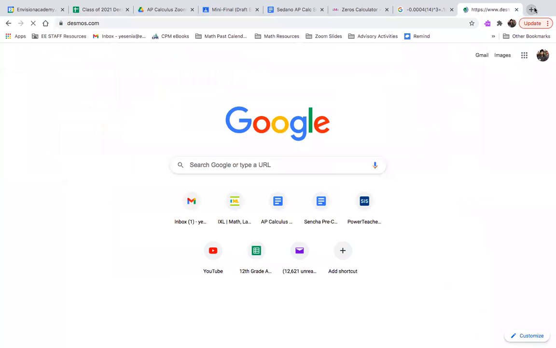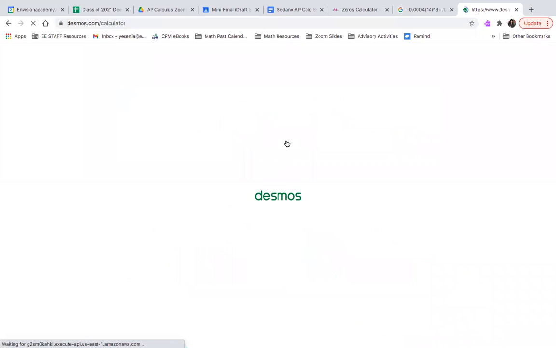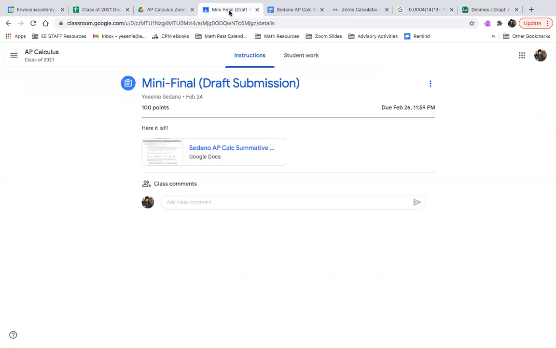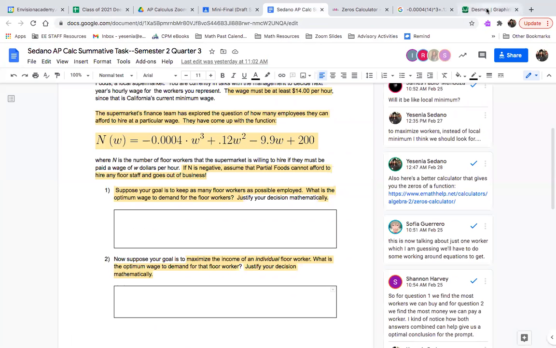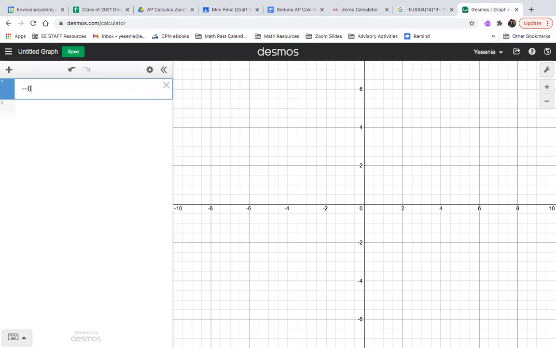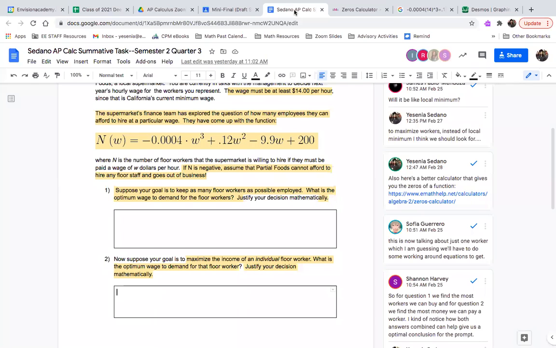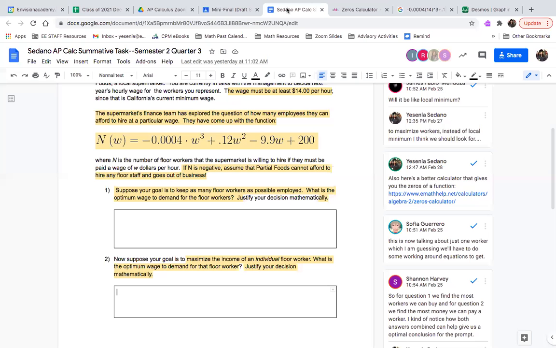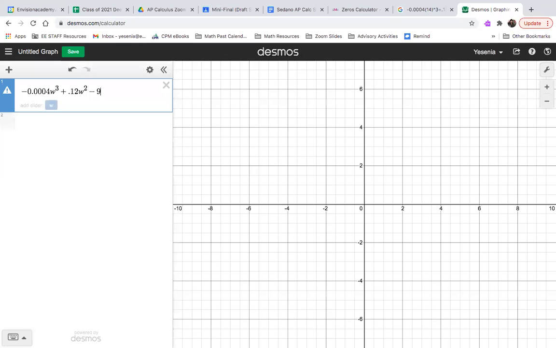I know some of you went to Desmos, by the way. I was trying to see if anyone would say it. So some of you did go straight to Desmos to put this in. Let me go ahead and type the function out. So it's negative 0.00304 W cubed, plus 0.12 W squared, and we have minus 9.9 W plus 200. And double check if I have typos, anyone.